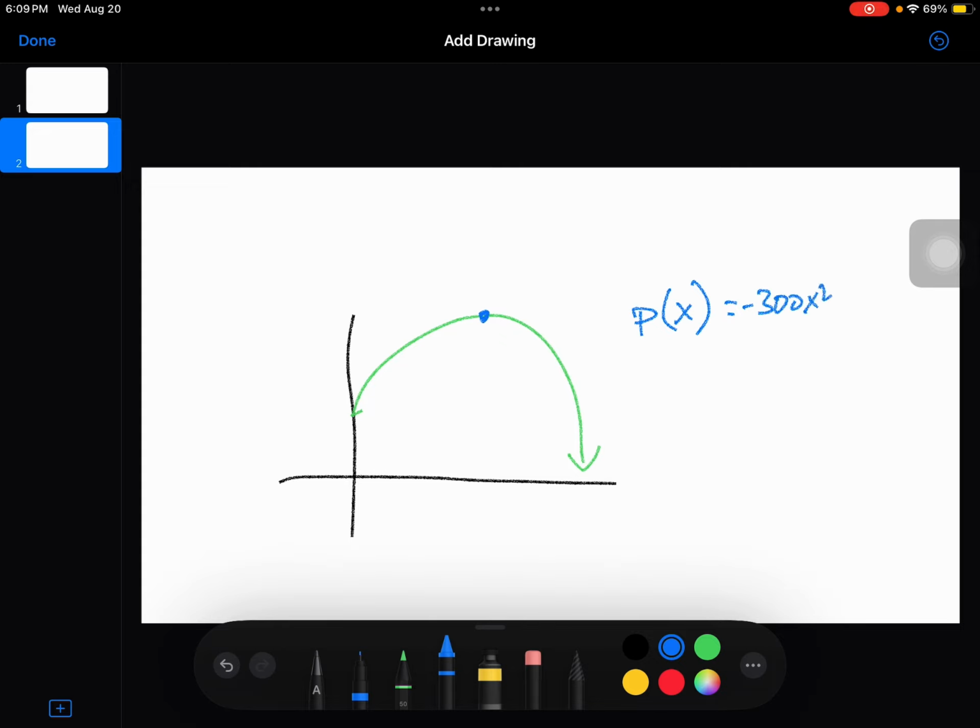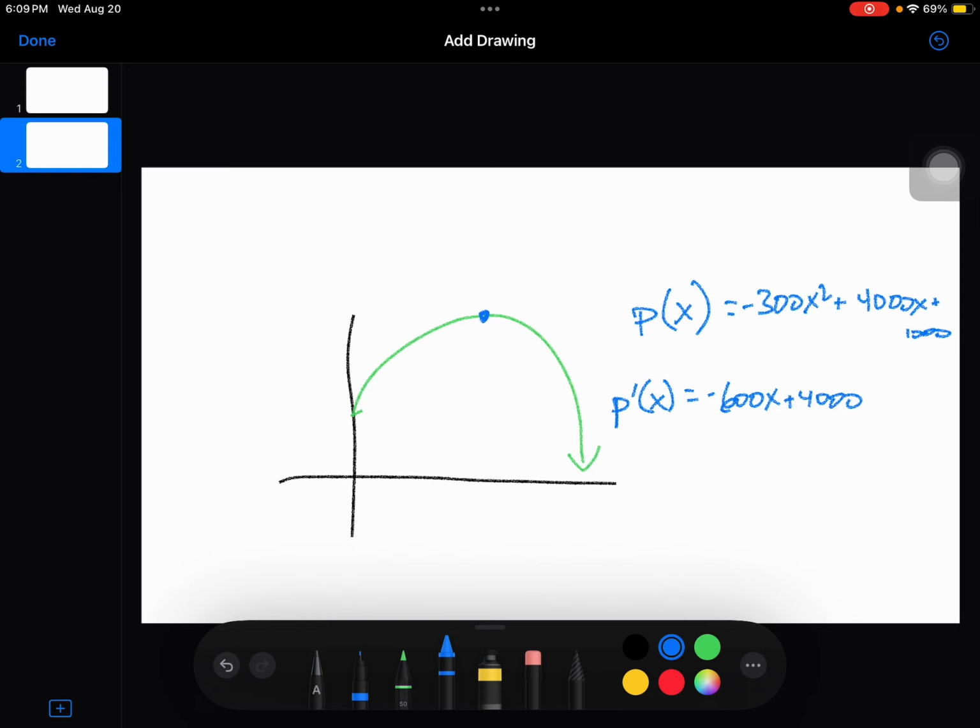300x squared. We'll just say we got some costs in the middle, minus 4,000x, and then plus, well, what could that be? Could be anything. We'll go 1,000. And so we'll take the first derivative, P prime of x is equal to negative 600x minus 4,000. I suppose we should have done plus 4,000. We'll just do that for simplicity's sake.